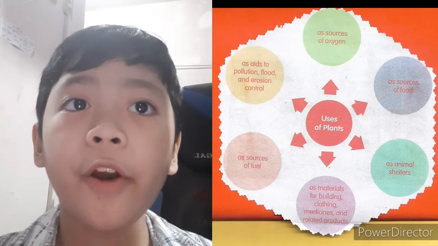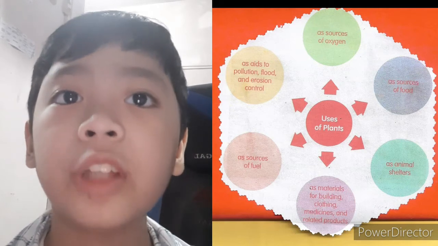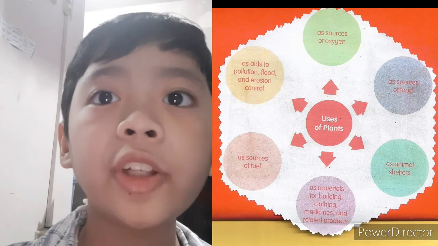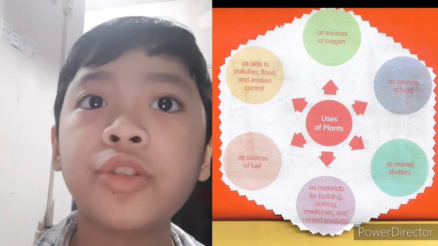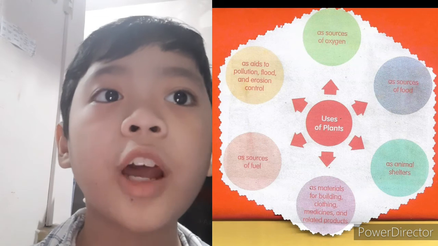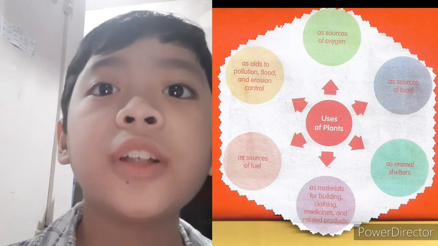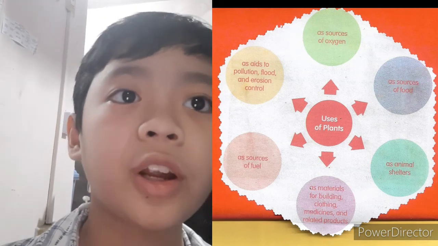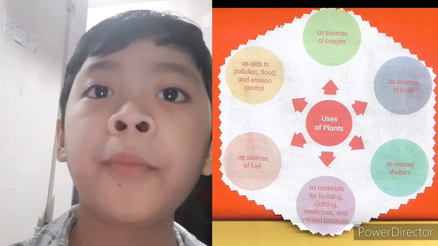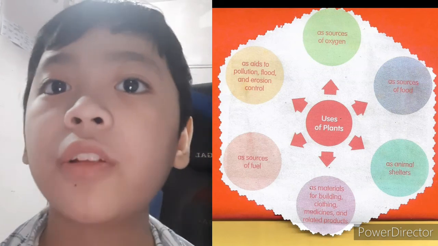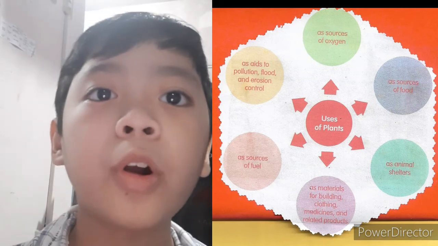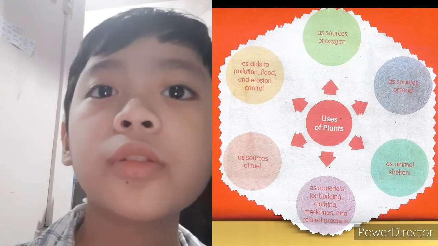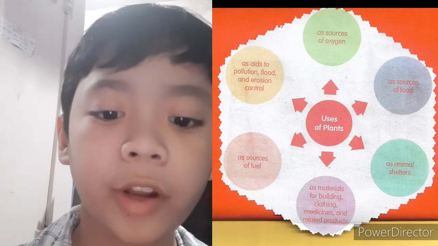Pollution, flood, and erosion control. Plants do not only add beauty to homes and other places. They also contribute towards keeping the environment clean and reducing air pollution because they filter dust and other air pollutants. The roots of plants also absorb water from the soil, thus helping to prevent soil erosion and floods.